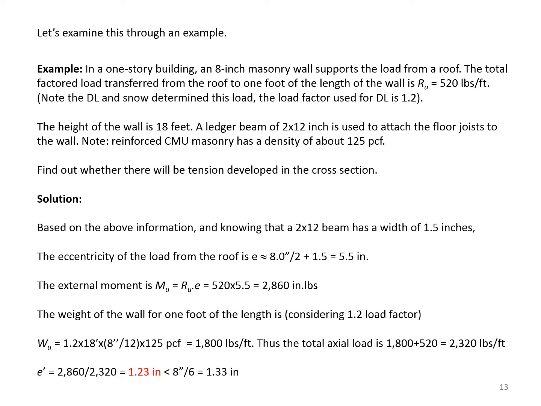So our modified eccentricity, the one we show with E prime, is 2860 divided by 2320, which is 1.23 inches. Certainly this is smaller than the thickness divided by 6, which is 1.33, which means there is no tension developed in the cross-section of the wall.